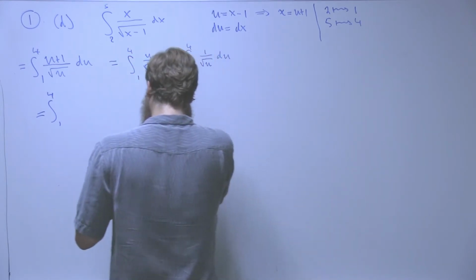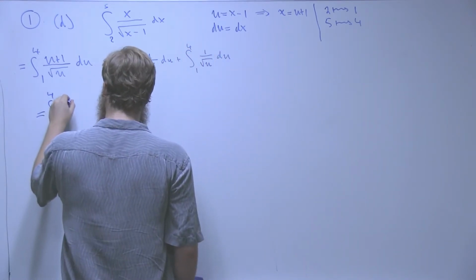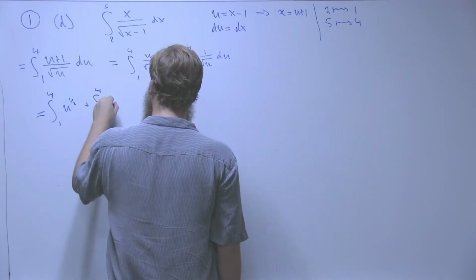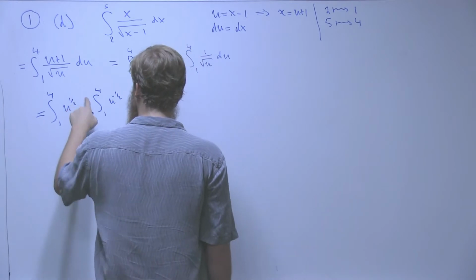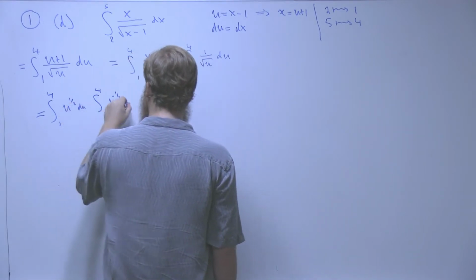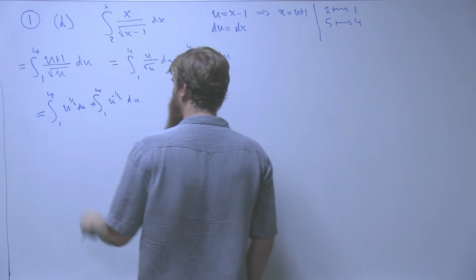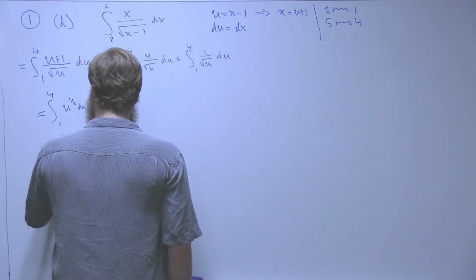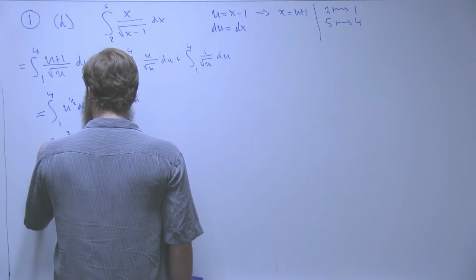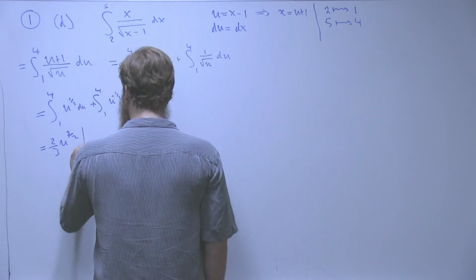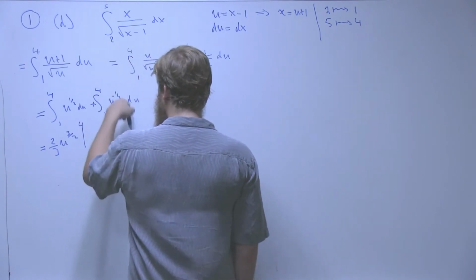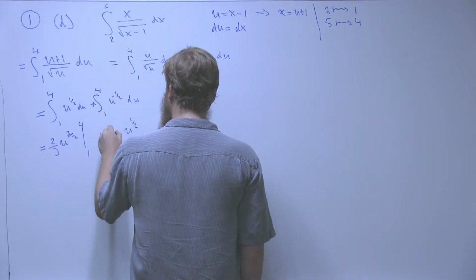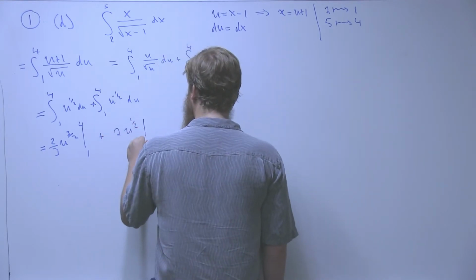u over square root of u is just u to the 1/2. And then 1 over the square root of u is u to the negative 1/2. I'm leaving off my du's there, I shouldn't do that. There we go. All right, incrementing the power by 1, dividing by the new power, I get u to the 3/2 divided by 3/2. So that's 2/3 u to the 3/2, evaluated between 1 and 4, plus, and here I'll have u to the 1/2 divided by 1/2. So 2 times u to the 1/2, evaluated between 1 and 4.